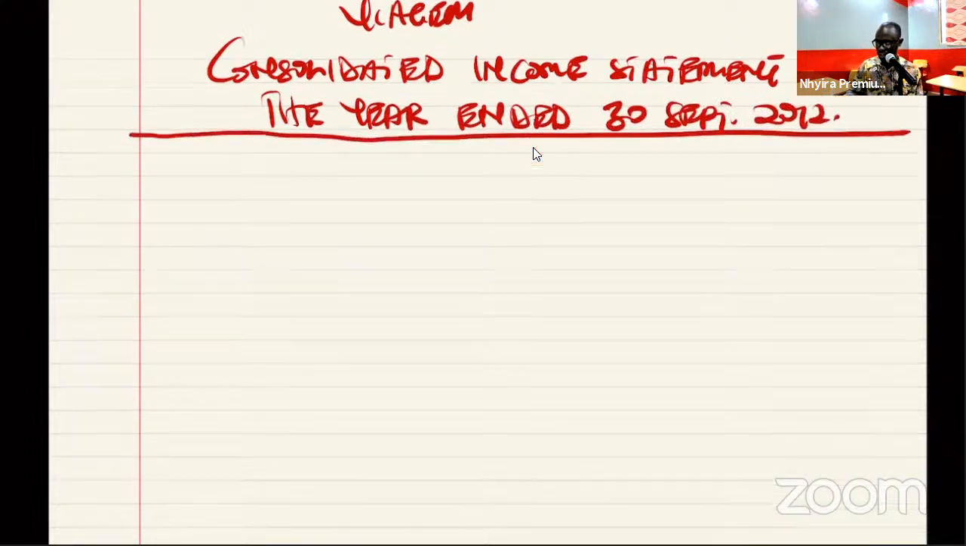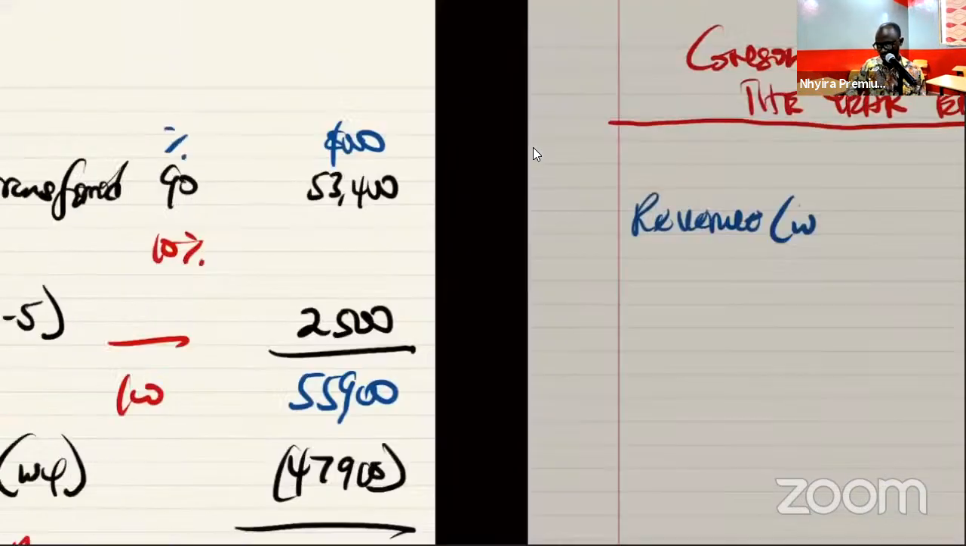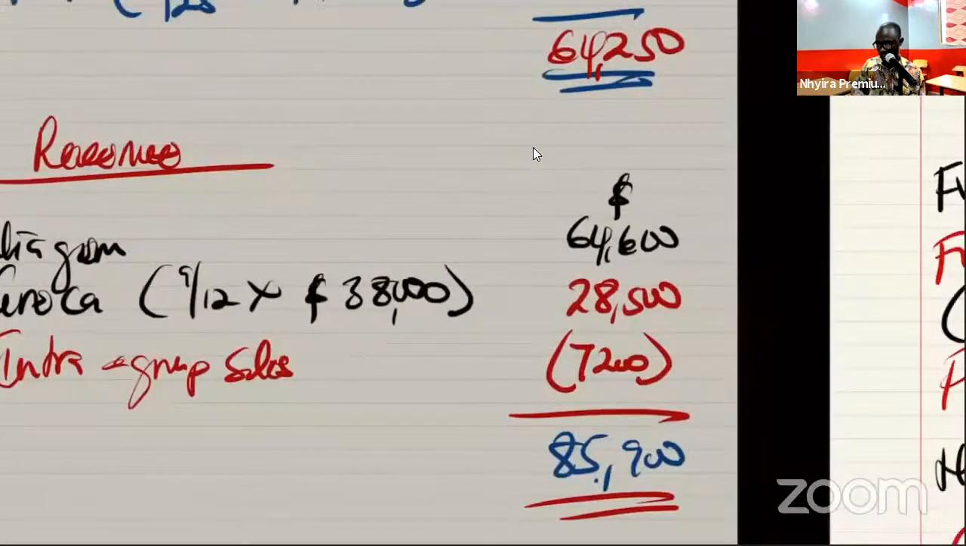September 30th, 2012. So let's see. Bringing our cash columns with 3 zeros up. We're going to start with revenue. And we did a workings for that. So let's just bring it up. That's in working 6, 85,900.